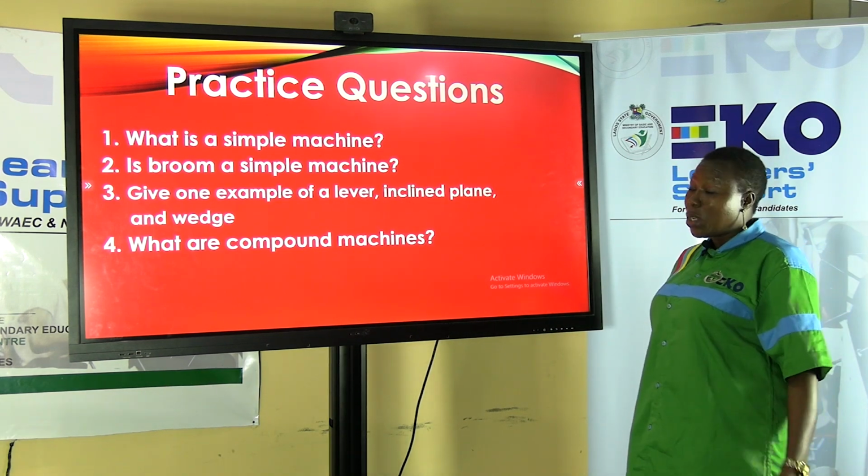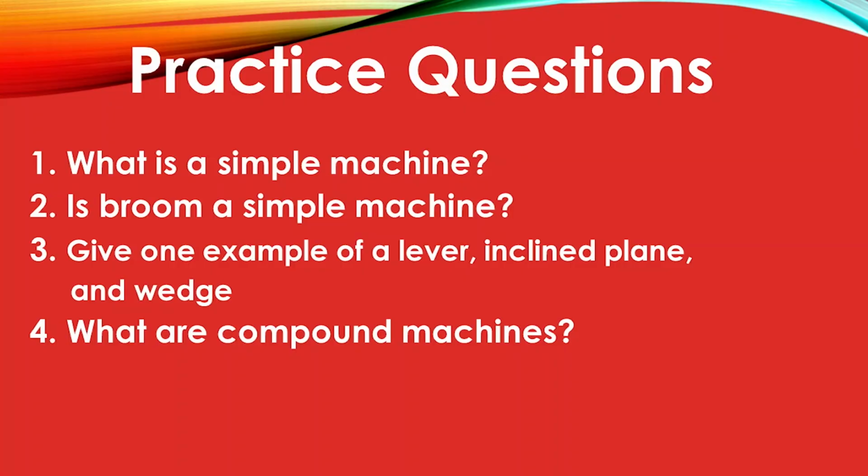Our practice question. I believe you now know what a machine is. So what is a simple machine? Is a broom a simple machine? Because we said anything that makes work easier and faster. Give one example of a lever, inclined plane, and wedge. And what is a compound machine? I'll be right back for your answers.